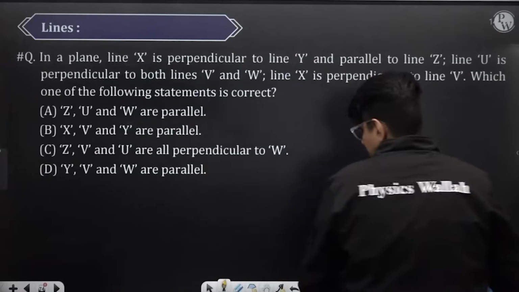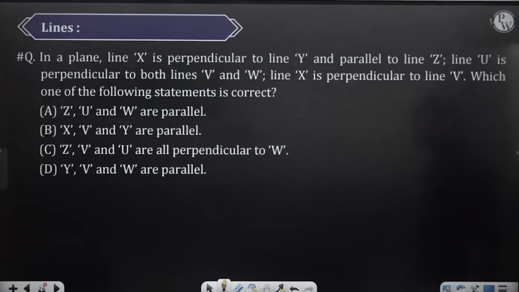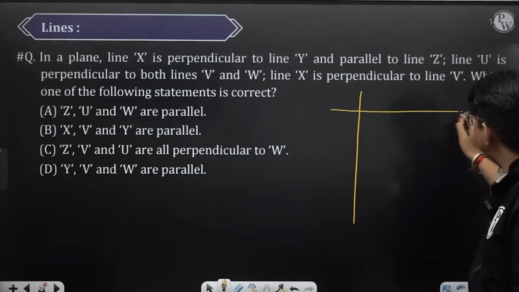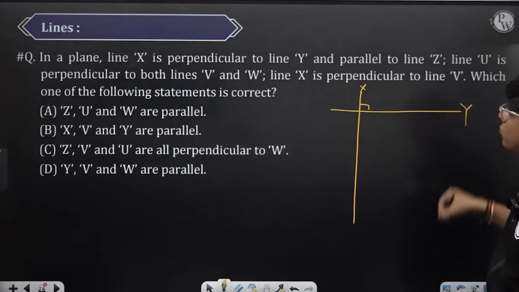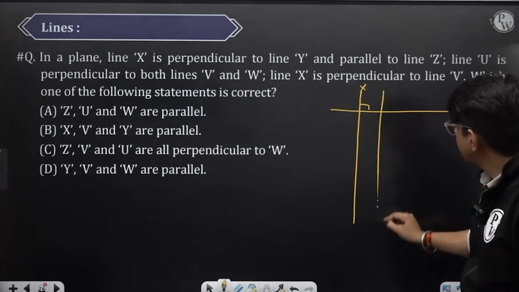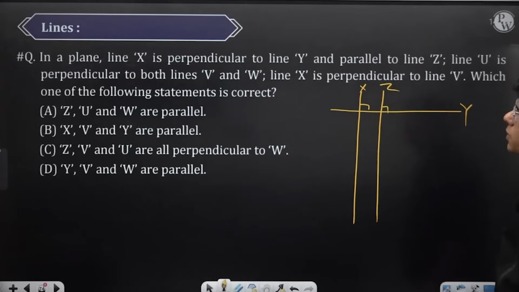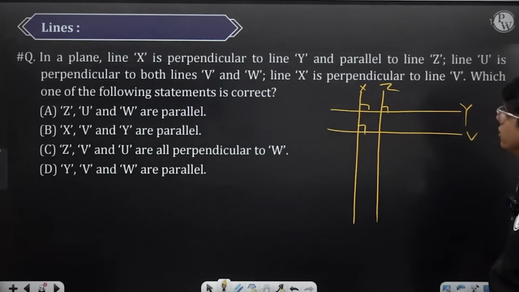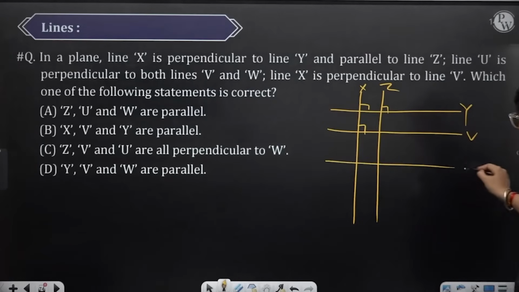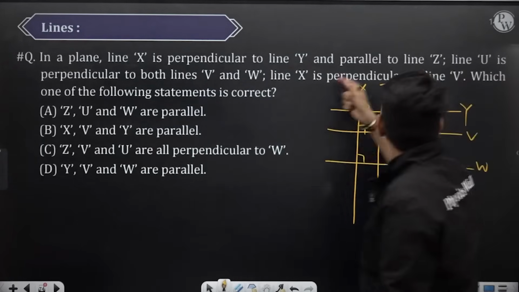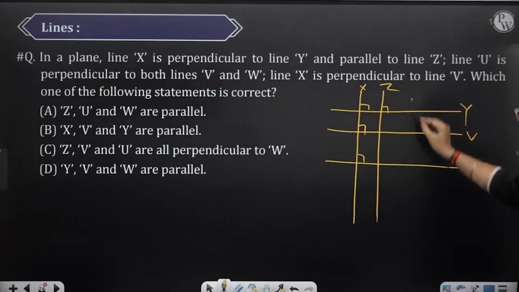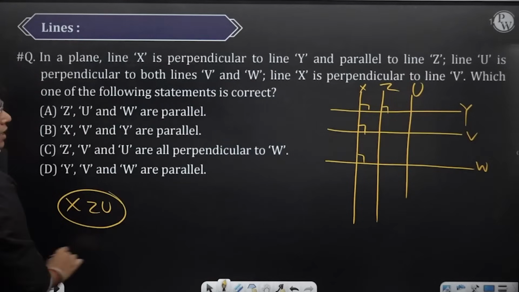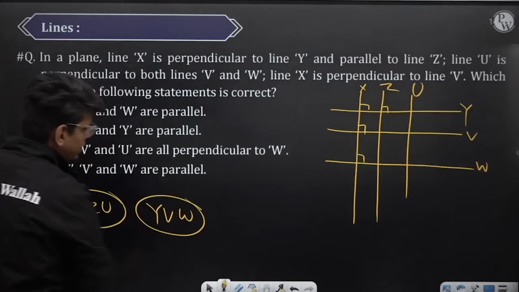This is one of the PYQs where they have asked you the relationship about which lines are parallel. The first thing given to you is x is perpendicular to y. That means these lines are like this, if this is x, this is y, and x is parallel to z. Line u is perpendicular to lines v and w, so v and w are parallel, because u is perpendicular to both v and w. So now we have a group of parallel lines, which is x, z, u. This is one group, and another group is y, v, w. These are the parallel lines.